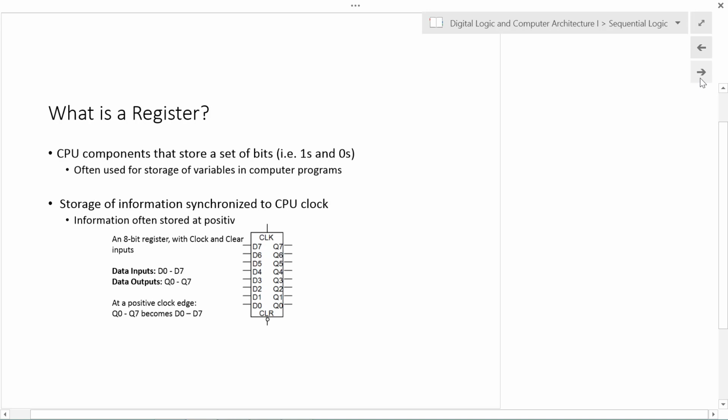So what is a register? It's very similar to memory. A CPU, let's think about it. A CPU has components that store sets of bits, i.e. ones and zeros. It is often used for storage of variables in computer programs.